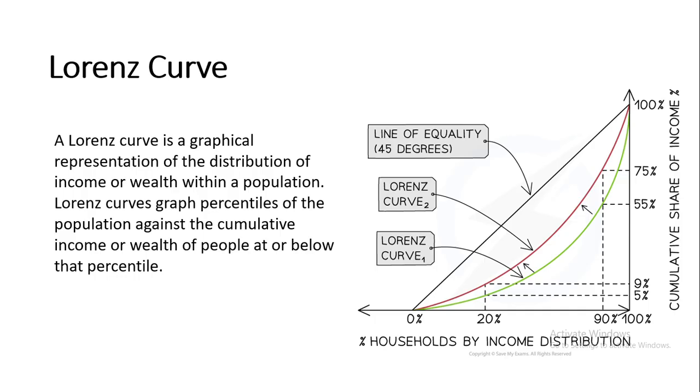Lorentz curve. A Lorentz curve is a graphical tool that shows income distribution, and the curve plots cumulative income shares against population percentiles. If everyone had equal income, the Lorentz curve would be a straight line, like a 45-degree angle, which means perfect equality. Further the curve goes away from this line, the greater the inequality is.